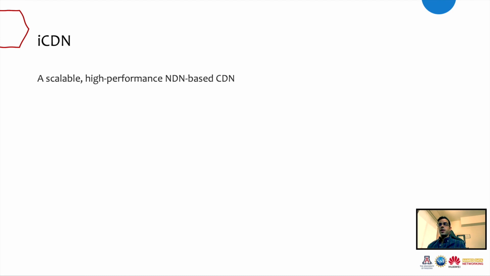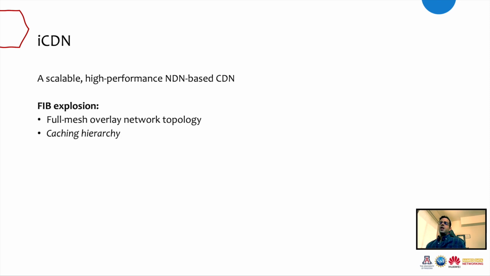More specifically, iCDN provides a new design to build a scalable and high-performance NDN-based CDN. To address FIB explosion, iCDN utilizes a full mesh network topology and builds a cache hierarchy on top of it. It also mitigates in-network caching issues by proposing a new forwarding strategy called C strategy, where C stands for CDN.